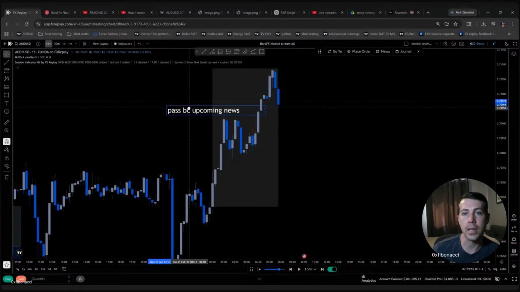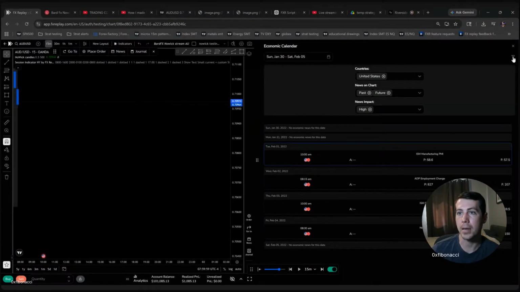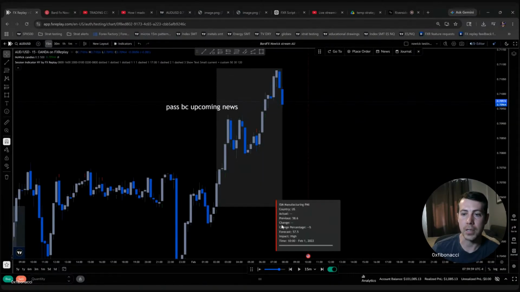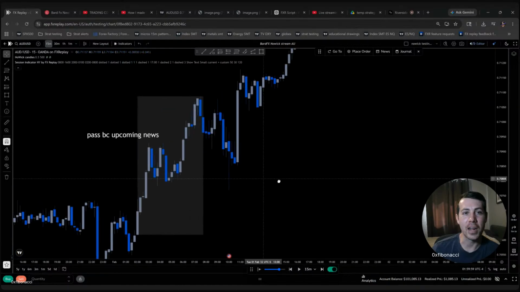And for those of you that are new to FX Replay, if you are curious how to get these on your charts, you can just go to the news buttons and come up to this filter. United States is the main red folder we care about. High impact, past and future. Close that, and that's going to give you these nice news indicators on the bottom of the chart. So we'll go to the next section and see what would have happened.